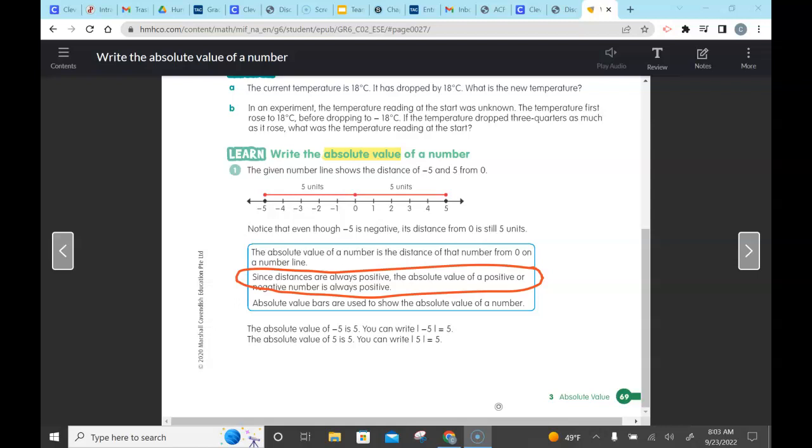Okay, so we have the absolute value bars around the 5 asking us the absolute value of 5. That's 5 as well. So you can see, no matter if it's a positive or negative number, the absolute value of a number is always going to be positive because it always talks about the distance that number is from 0 on a number line.